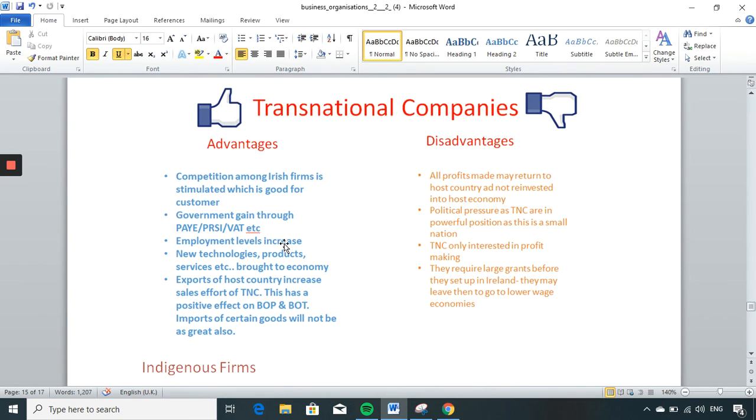Another advantage for the government really is getting income through PAYE, PRSI, etc. Again, a massive disadvantage though would be that they're profit making. So, if, for example, they weren't making much profit in Ireland, they may choose to go to a lower cost producing country and therefore take the jobs with them. So, they're not really concerned with benefiting the economy in the long run if it means that their business will suffer. So, there's just again different advantages and disadvantages to be aware of.